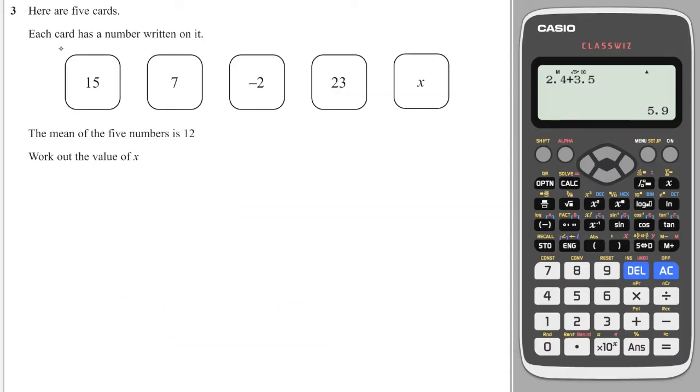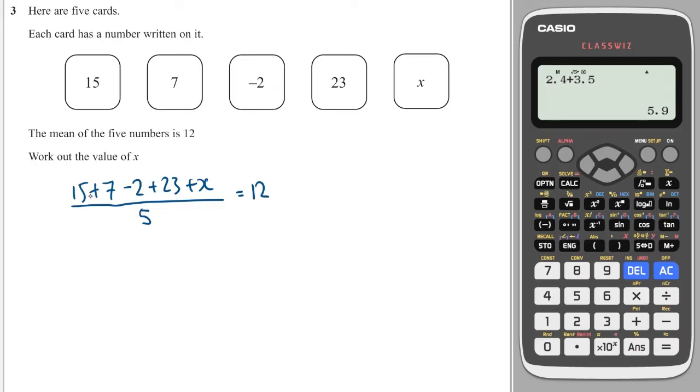Okay, next question. It says each card has a number written on it. The mean of the 5 numbers is 12. Well, to work out the mean, we add up all of the numbers. Adding on minus 2 is the same as just minusing 2. And then we divide by the number of numbers. In this case, there were 5. And this gives me 12.